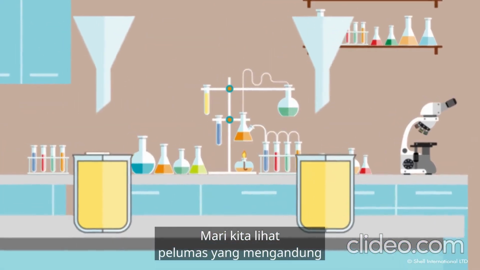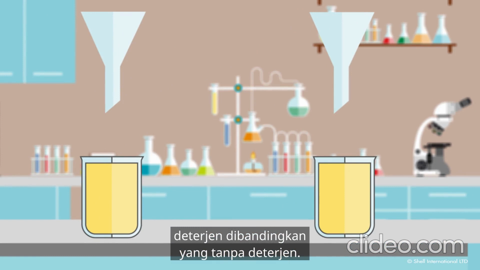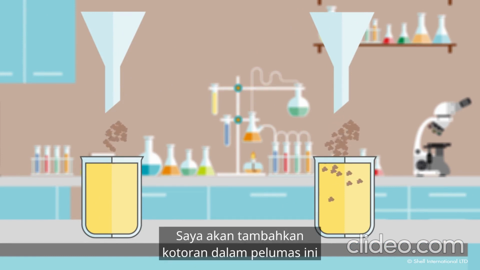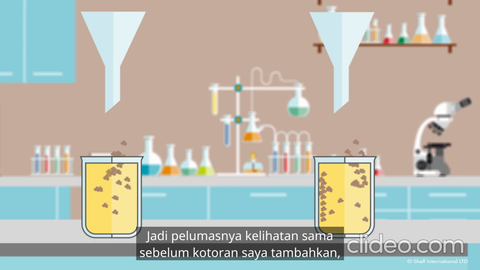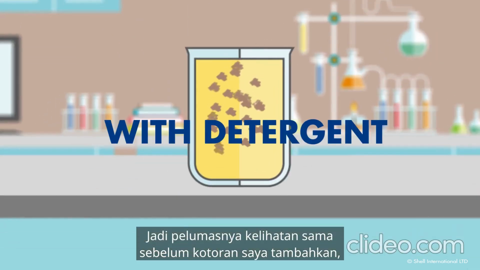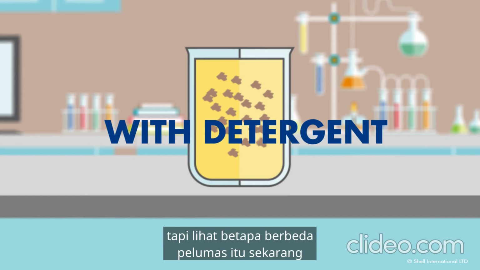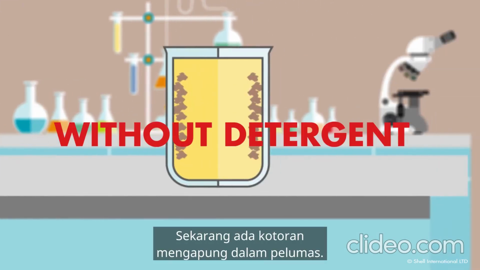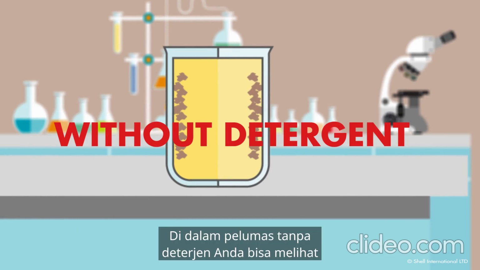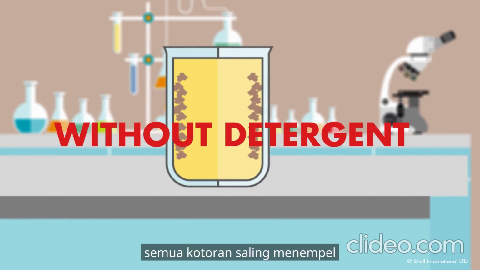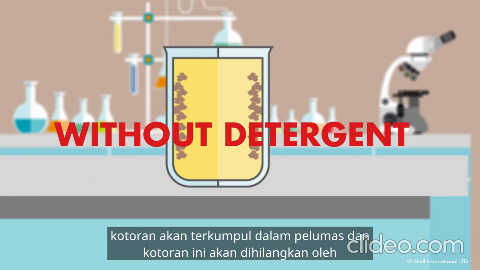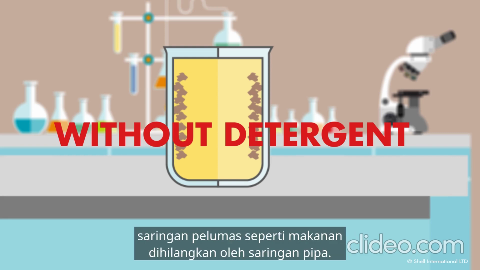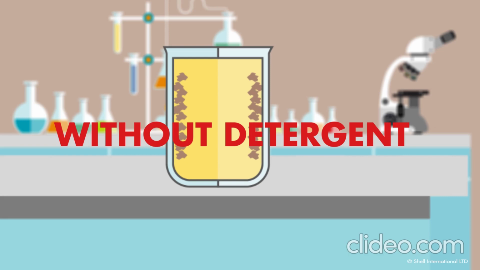Let's take a look at our oil with detergent versus the one without. I'm going to add some dirt to these oils and see what happens. So the oils looked the same before I added the dirt, but look how different they are now, and look at what the detergent did. There's now dirt floating in the oil. In the oil without detergent, you can see that all the dirt has stuck together and stuck to the sides. As long as the oil has detergent present, the dirt ends up in the oil, and this dirt will be removed by the oil filter, just like food is removed by the drain filter.